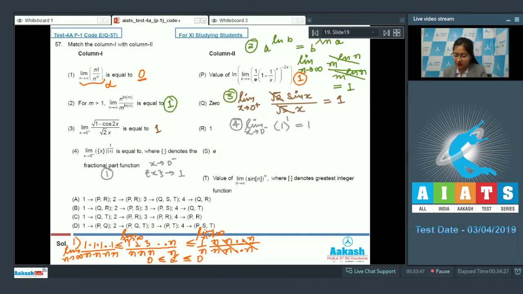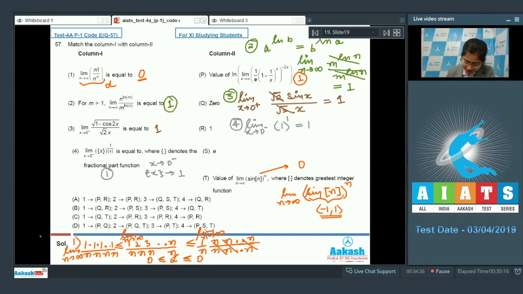Now similarly, let's find the limit given in option number T, that is limit n tending to infinity sine of greatest integer of n, whole raised to the power n. As we are given an integral multiple in sine, that will never be minus 1 or 1, so the value will be lying between minus 1 and 1, right? Now if we raise this range to the power infinity, then the value will tend to 0. So this limit is tending to 0.